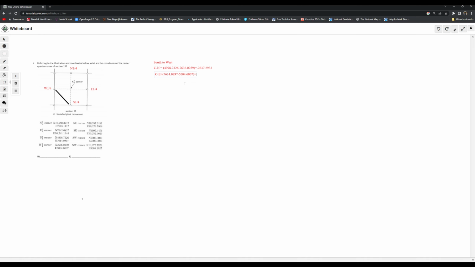Then equals, again, we're going to do it right together: 7614.0897 minus 5004.6007. Okay, and I'm getting an answer of 2609.489. I just have a TI-83 Plus calculator. I had a better one that was able to calculate angles by just plugging in the degrees and minutes itself, but I have to do it a little differently because of that. But now we have our change in northing and our change in easting.